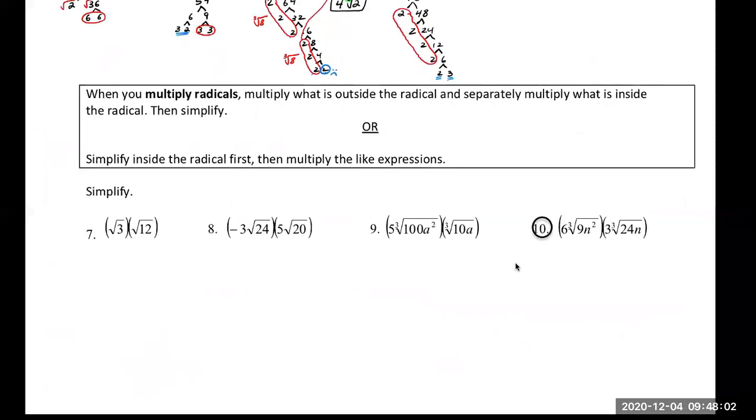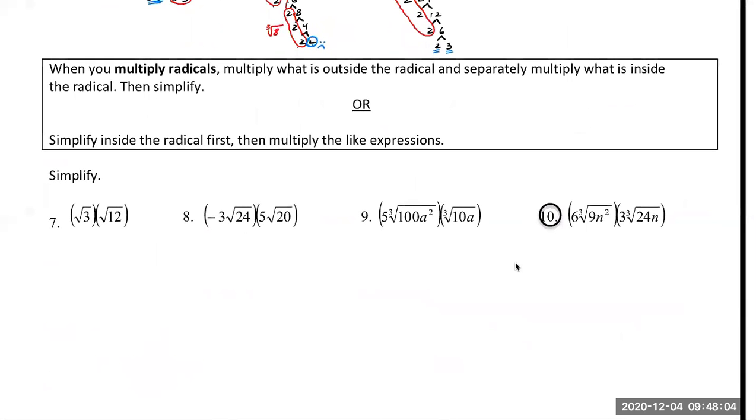Let's look at our last topic on this page. When you multiply radicals, multiply what is outside the radical, and then separately multiply what's inside the radical, then simplify. That's one approach. Or another approach is you could simplify inside first and then multiply the like expressions. So let's look at 7, 8, and 9, and then you'll do number 10.